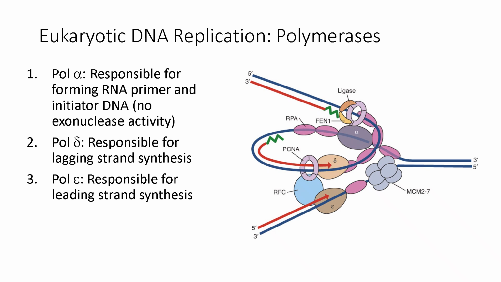Polymerase delta is responsible for synthesizing the lagging strand, where it works with PCNA and other enzymes to produce Okazaki fragments. Polymerase epsilon carries out leading strand synthesis, moving continuously in the direction of fork progression. These polymerases work in close coordination to replicate DNA accurately and efficiently.